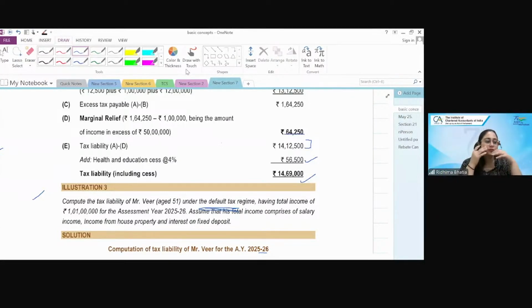Increase in income, increase in tax. If increase in tax is more than increase in income, it's a question of marginal relief. Trigger points would be when the income is increasing marginally by a lakh or 1.5 lakh after your last surcharge limits: 50 lakhs, 1 crore, 2 crore, 5 crore. So the same question can apply.